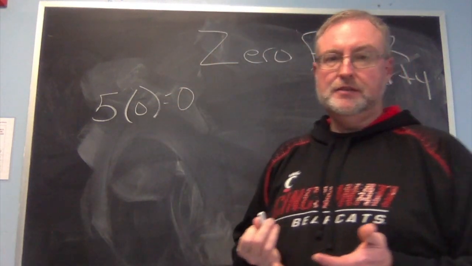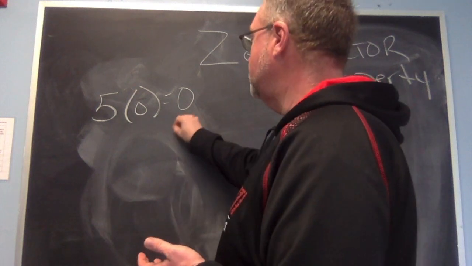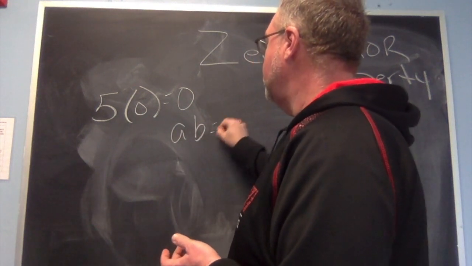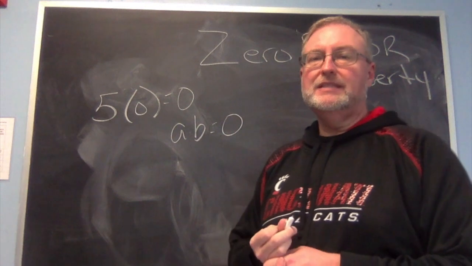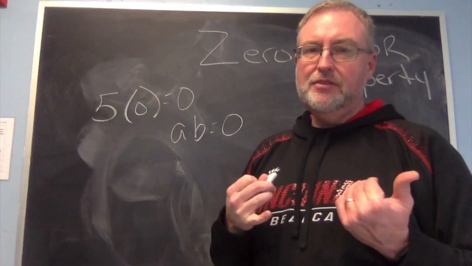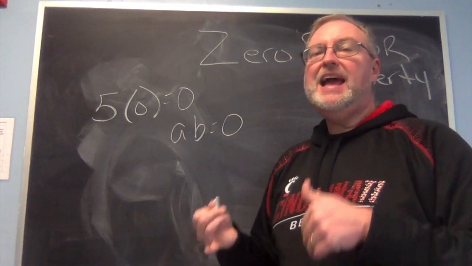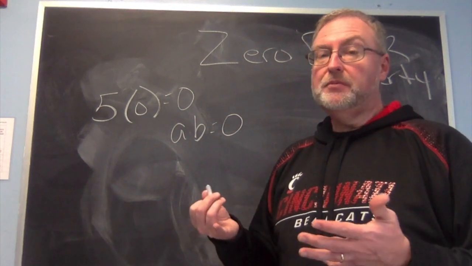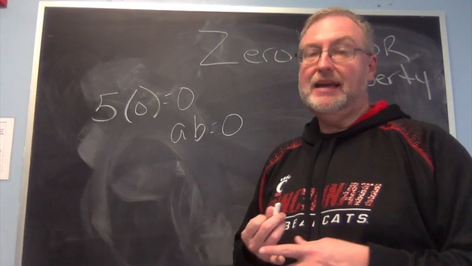If you have two letters and you multiply these two letters, let's do A times B. If I tell you that that equals 0, then you know that either the A or the B has to be 0. Both of them could be 0, but one of them has to be.